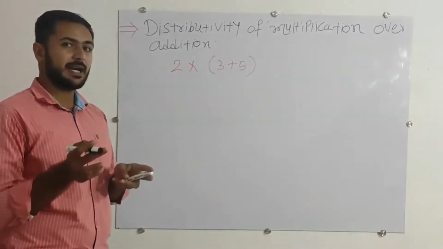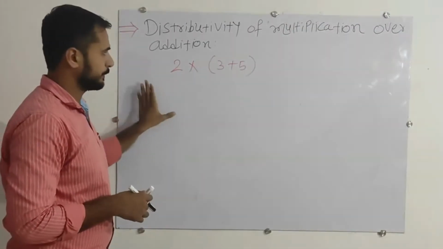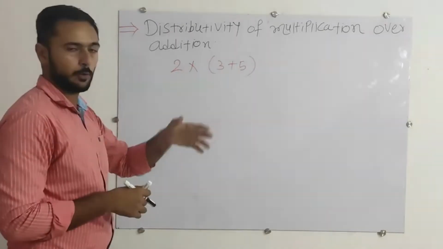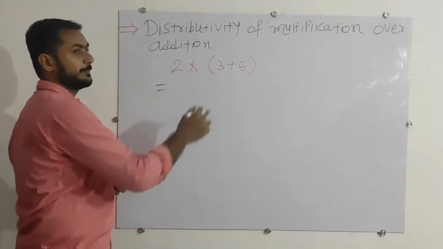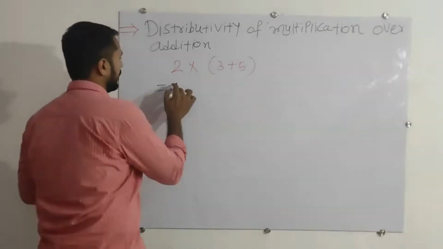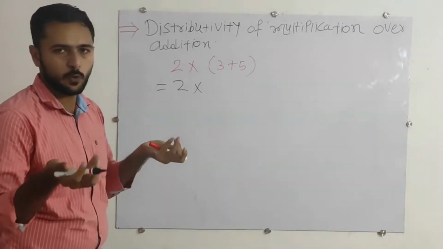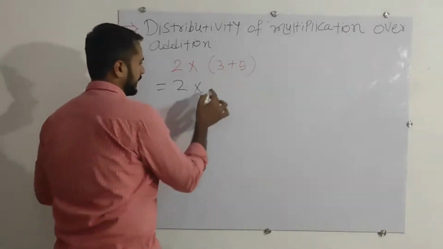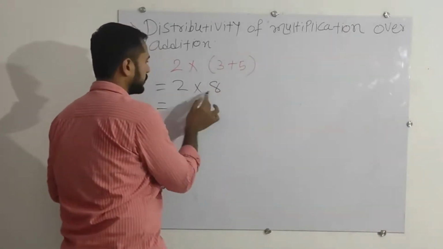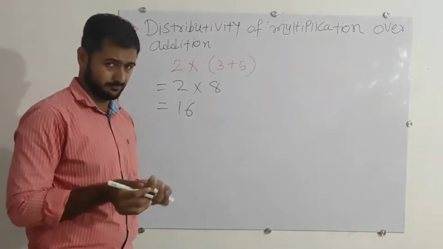First of all, we will solve this by a very simple method, and then we will actually use the distributivity for this problem. Here we have 2 multiplied by 3 plus 5. Very simple, because we always solve the bracket first. 3 plus 5, that is 8. Answer: 2 8s are 16. That's the answer.